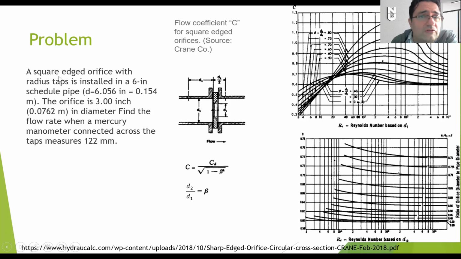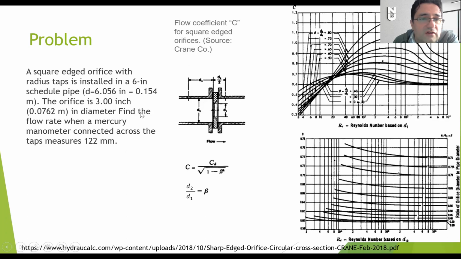Okay, let's have a look at what we have. The question is telling us about a square-edged orifice. Look at this figure, here I am showing you with my cursor. It is a square-edged orifice because the edge of the orifice is square. With radius taps, it is installed in a 6-inch pipe. This is the diameter of the pipe, in inches and in meters. The orifice is 3 inches. So the pipe is 6-inch, and the orifice is 3-inch in diameter.